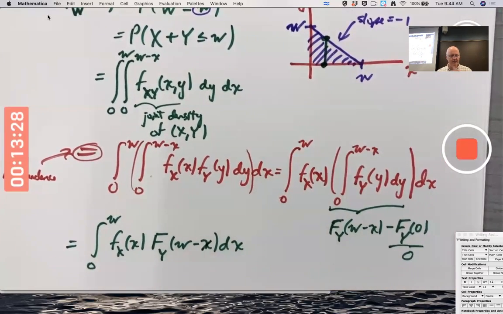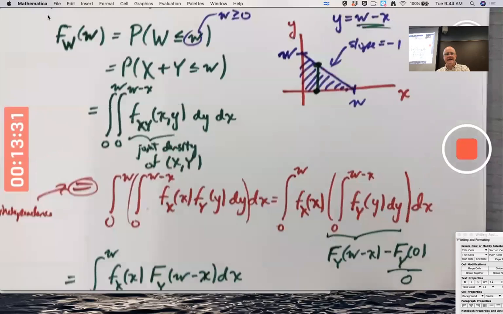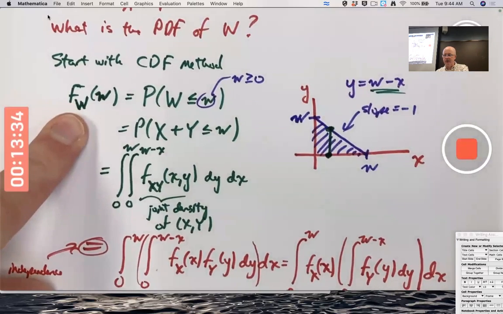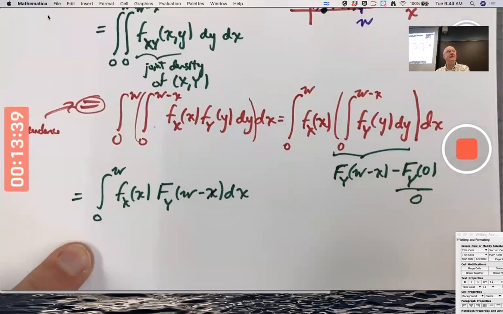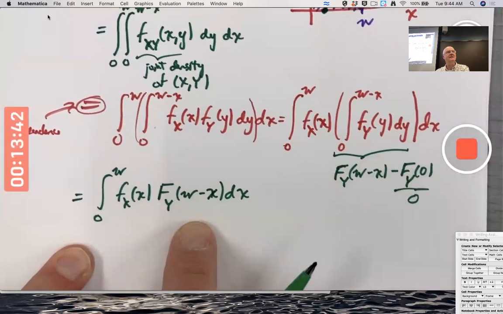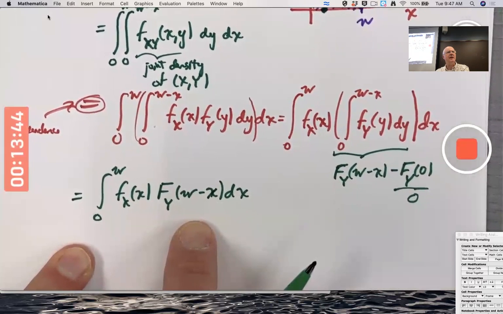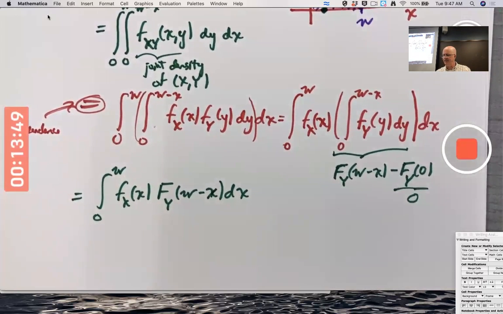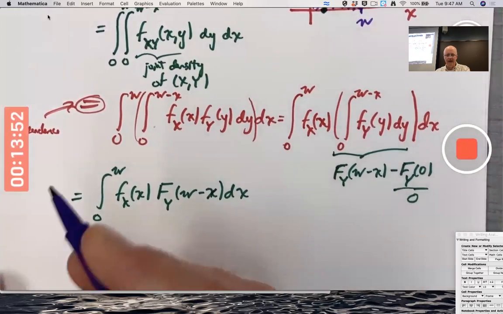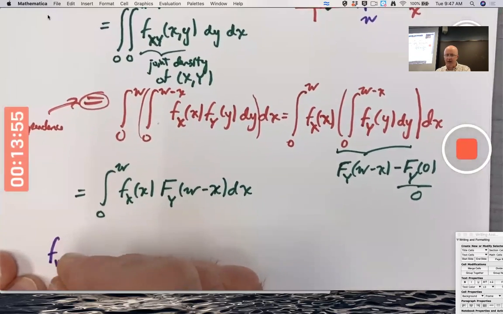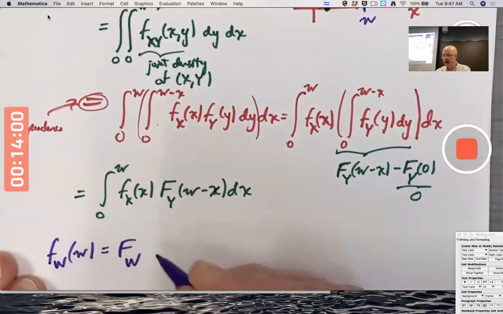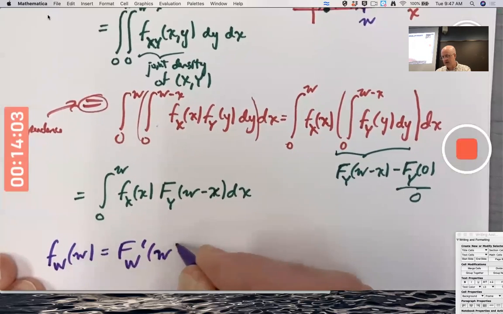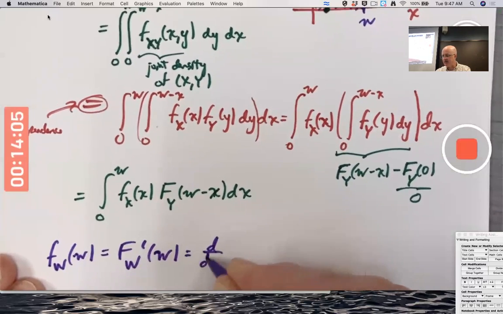Okay, so what have we done? We've shown that we can write the CDF of capital W, which is x plus y, as a single integral, not a double integral, of this product. What am I after? I'm after the PDF of W. I need to differentiate this. Little f subcapital W is the derivative of capital F. In other words, I need to differentiate this integral.